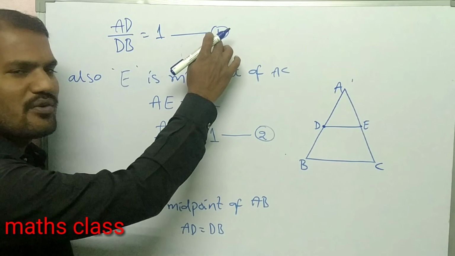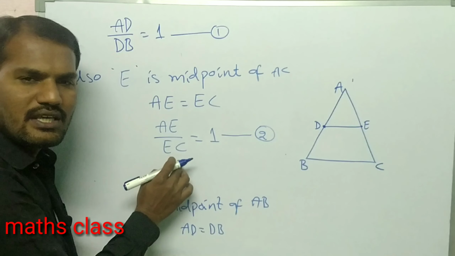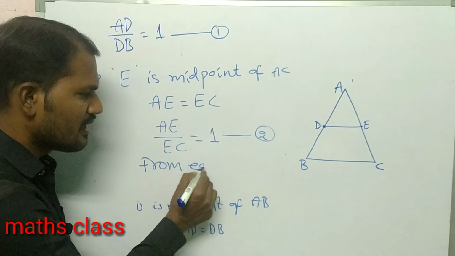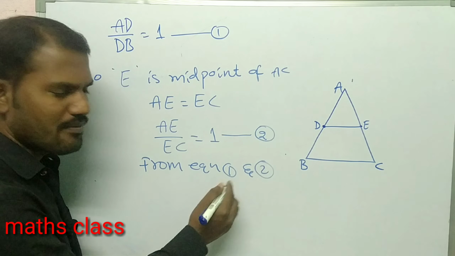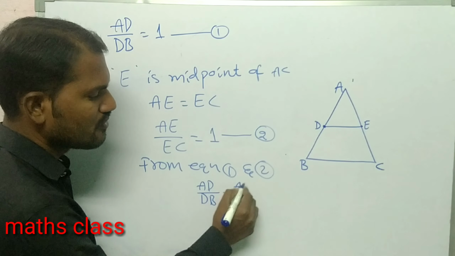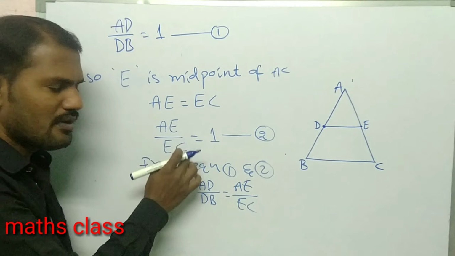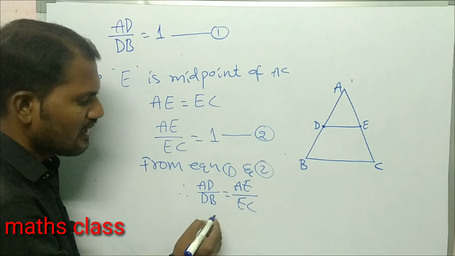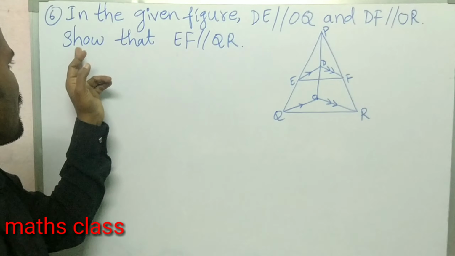See children, from equation number 1 and 2, AD by DB equals 1, AE by EC equals 1. So from equation number 1 and 2, AD by DB equals AE by EC. So AD by DB equals 1, AE by EC equals 1, therefore AD by DB equals AE by EC.